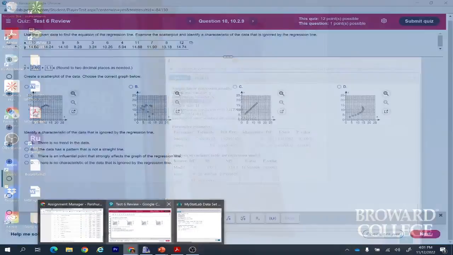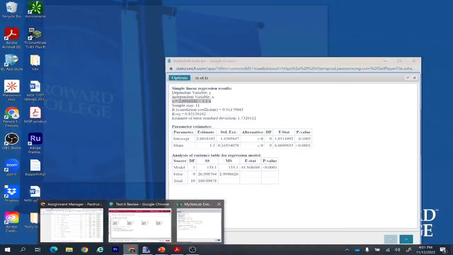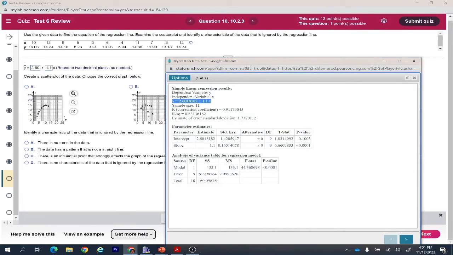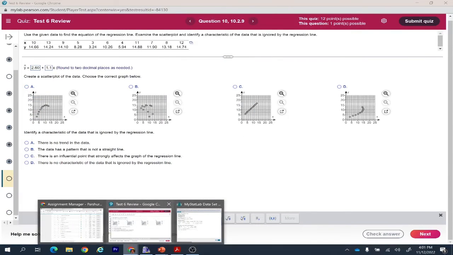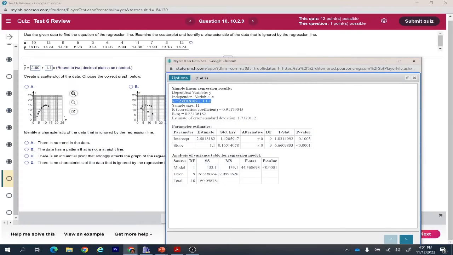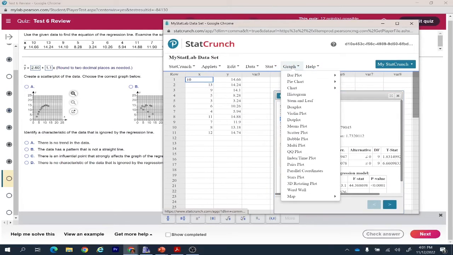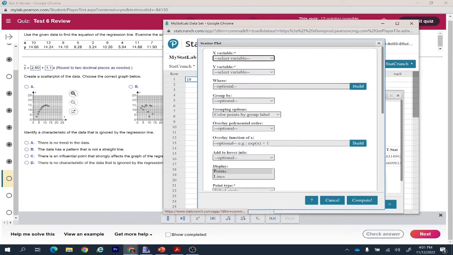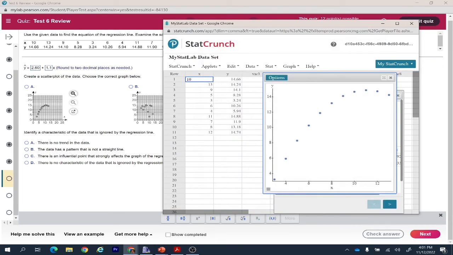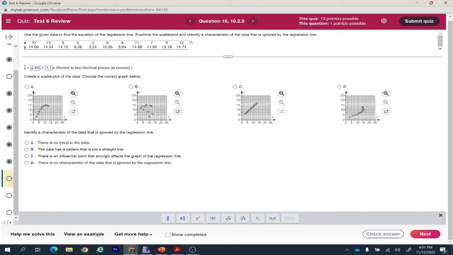Go to the very same scatter plot. Where is that? I'm going to make it small and go here: Graph, Scatter Plot, X is X, Y is Y, Compute, and that will give us the graph. And by looking at the given options here, this looks like the right one.